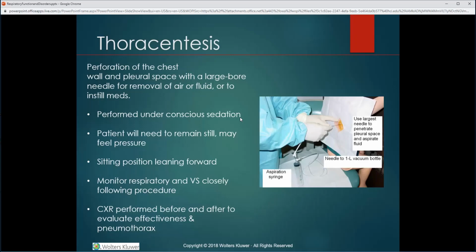One, did we get out the fluid we even went in there to get, or whatever they went in there to do? Because they may inject medication. They may go in there and inject medication. They may be pulling fluid off. There's a million reasons why a person would have fluid around their lungs. But chest x-ray has to be done before and after. And you need to be monitoring them. The most serious complication is going to be a pneumothorax.